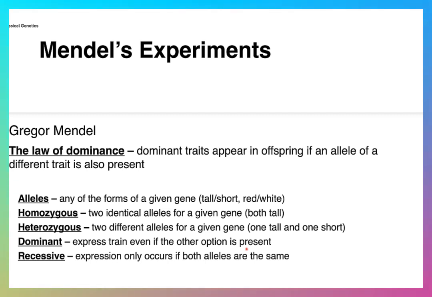So this leads to one of Gregor Mendel's first laws, which is the law of dominance. The law of dominance states that a dominant trait will appear in the offspring even if an allele of the different trait is also present. The law of dominance says that the dominant trait is present even if they're heterozygous for that allele.